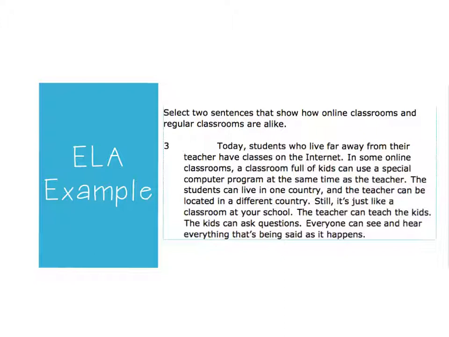Here's another one in which the kids would have to select 2, but now it says select 2 sentences that show how online classrooms and regular classrooms are alike, and all you see there is a full paragraph. So basically they would have to choose 2 sentences out of that paragraph for the correct answer. Now I believe on the test what will happen, since it's paper pencil, is that in the front of each sentence there would be a letter that the students would bubble in to show that that would be their correct answer choice.